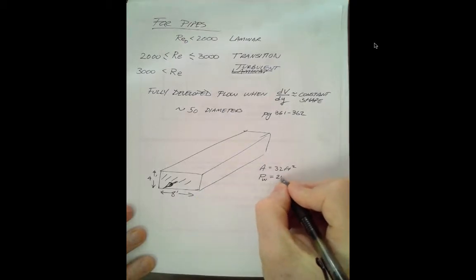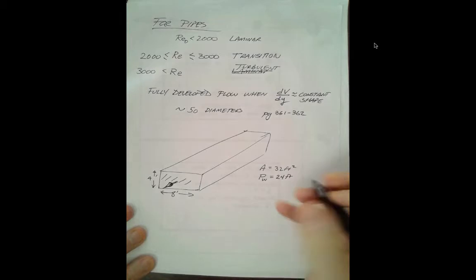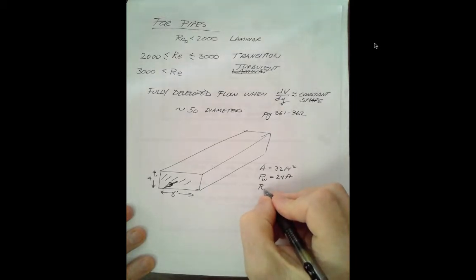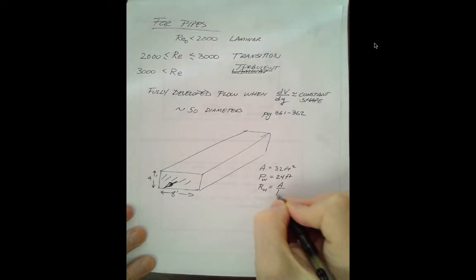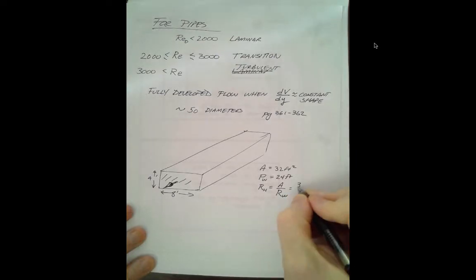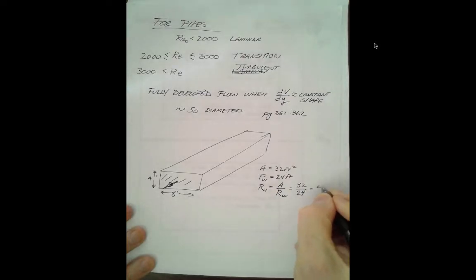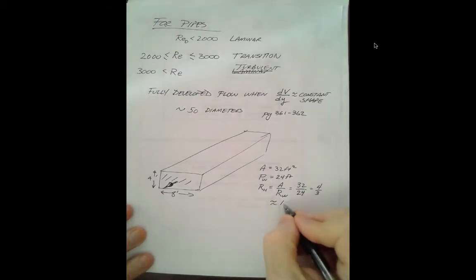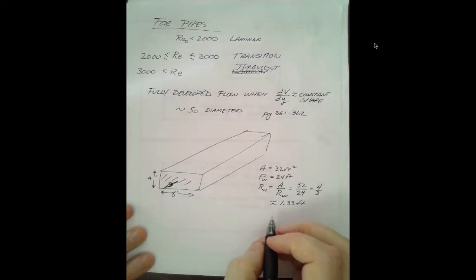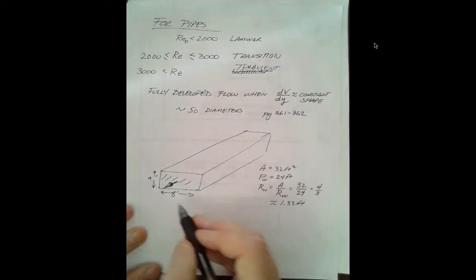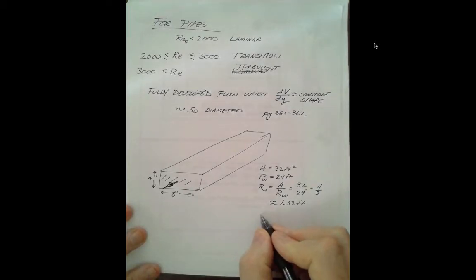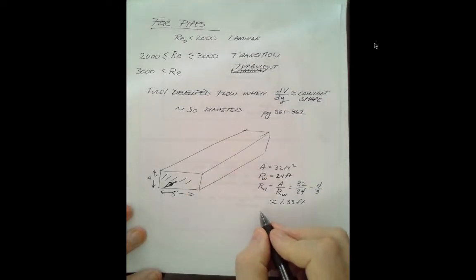So 24 feet. That would produce a hydraulic radius, a term we haven't learned yet, but it's area over wetted perimeter. It would be 32 over 24. So 8 times 3 is 24, 8 times 4, that's going to be 4 over 3. So about 1.33 feet. And we would expect fully developed flow to take almost 50 feet in this configuration to occur.